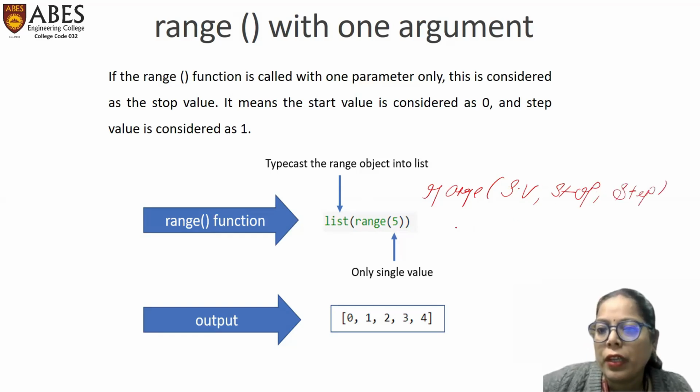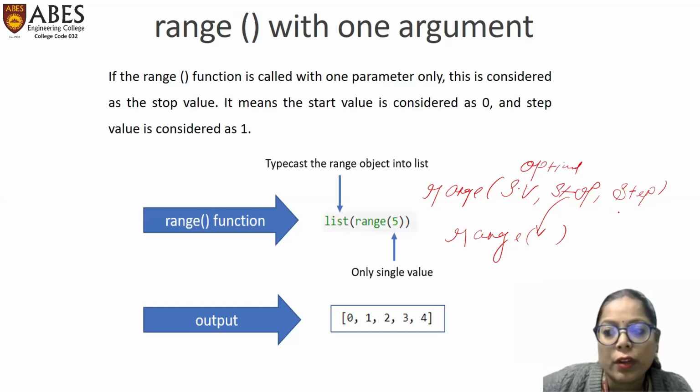But if we are writing only one value, if we have only one parameter, it must be stop, because the start value is optional and the step value is also optional. So if there is only one value written inside the range, it means it must be the stop value, and the start value will be taken as the optional value 0, and the step value will be taken as 1.